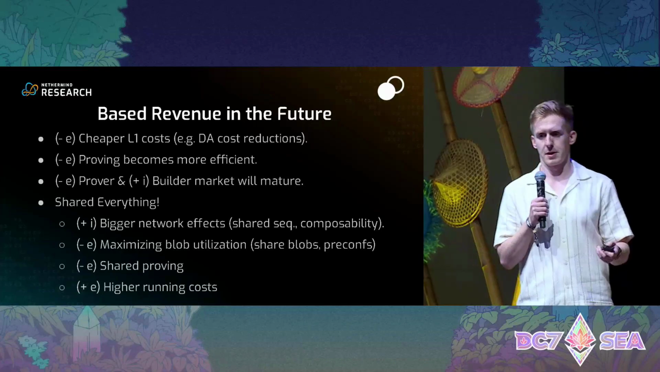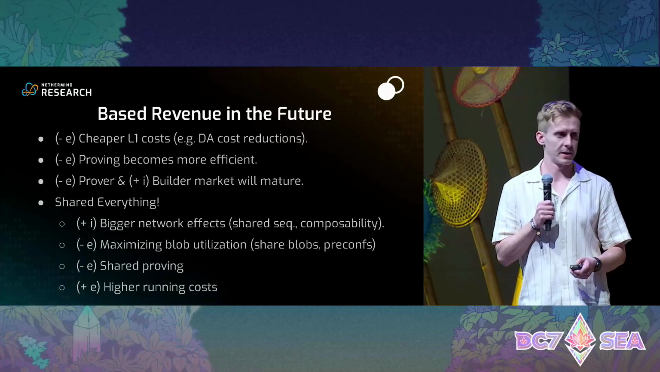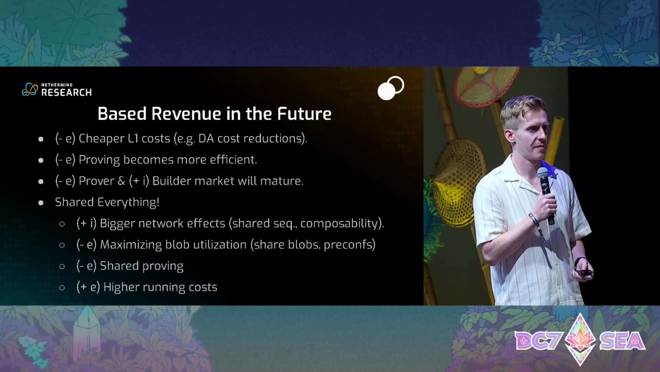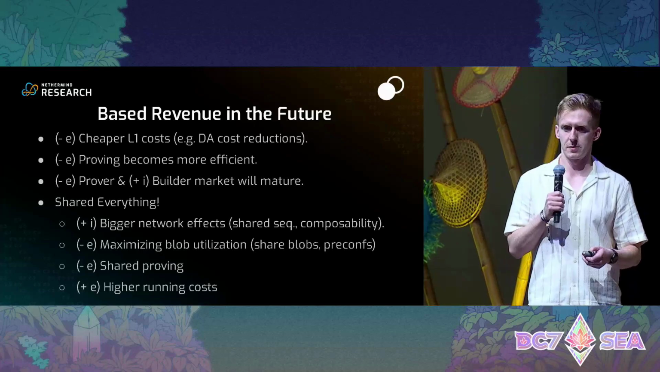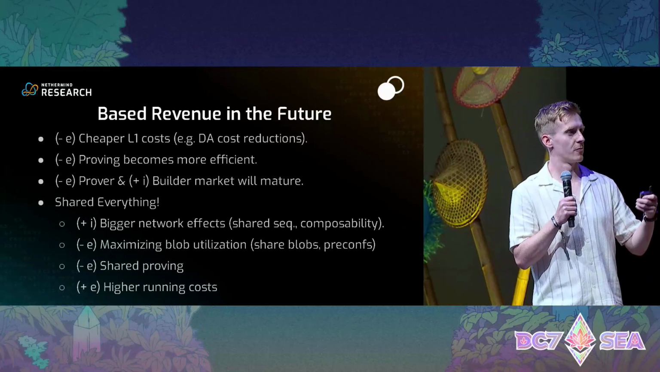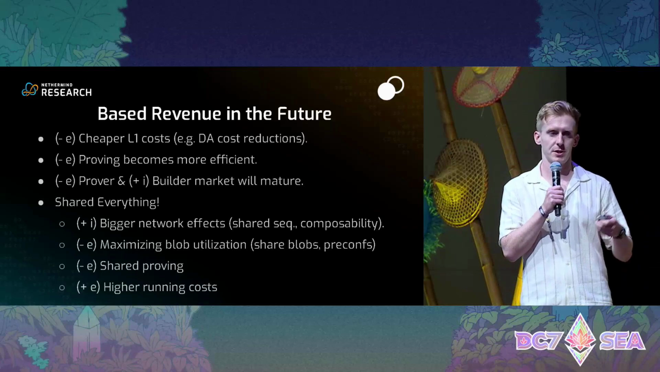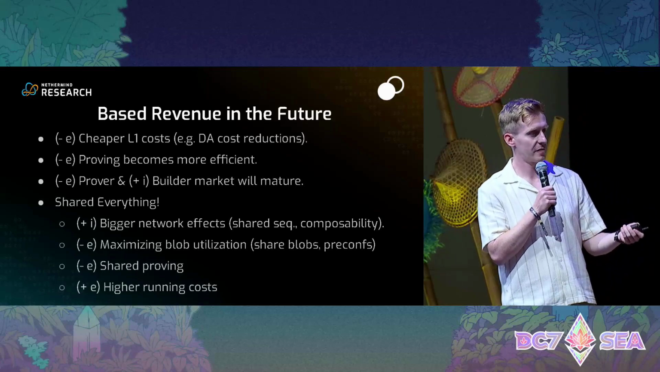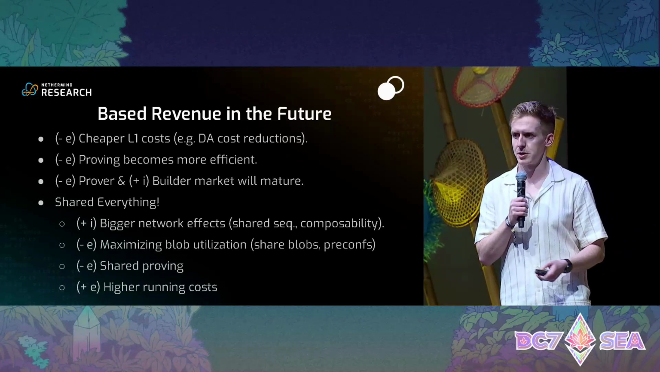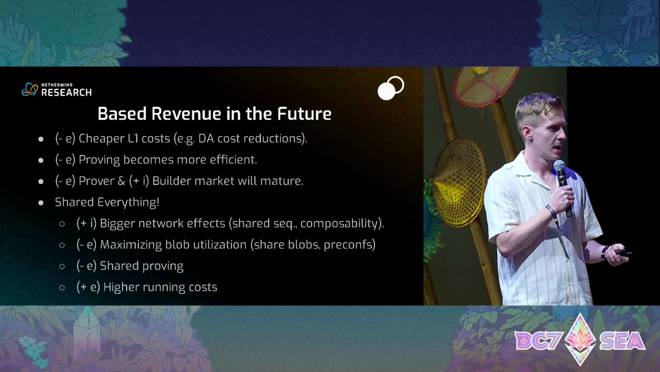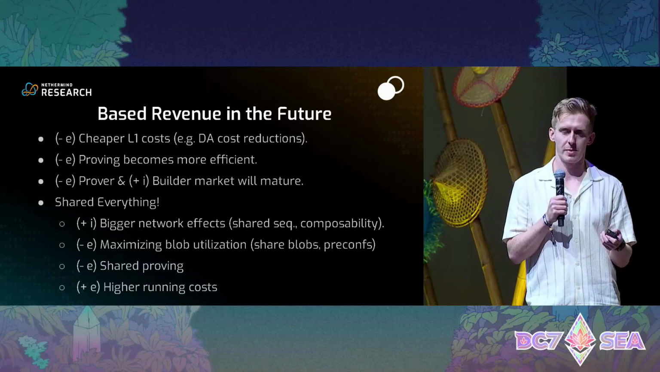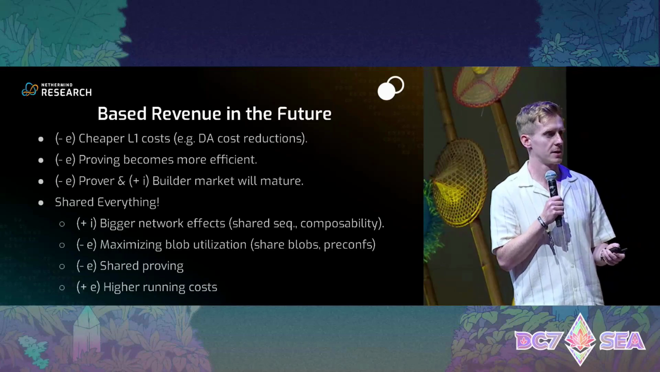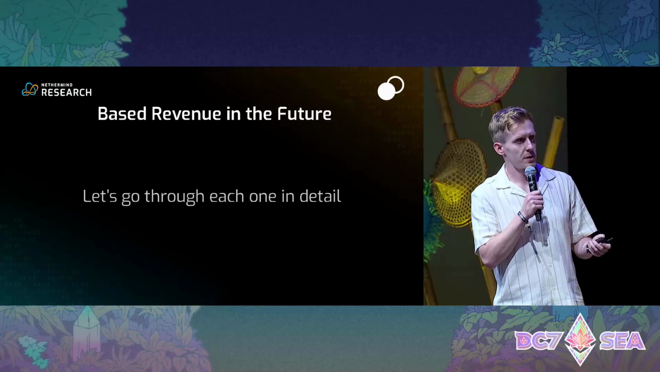And shared everything, okay? So I mentioned this composition, but it's definitely going to be a significant area for income and reduced expenditure. So with shared resources or shared block space, shared proving, we're going to get bigger network effects. We're going to get better utilization of the resources that we're using. But we may also have higher costs, right? So how we're going to balance these things is going to be very interesting. So let's go through each one in a little bit of detail.